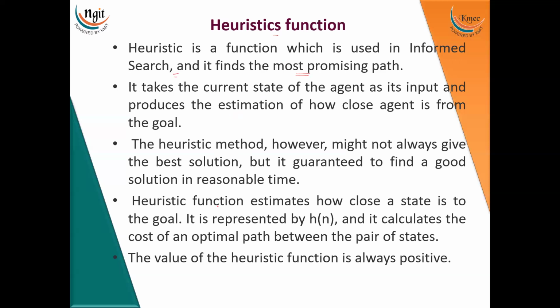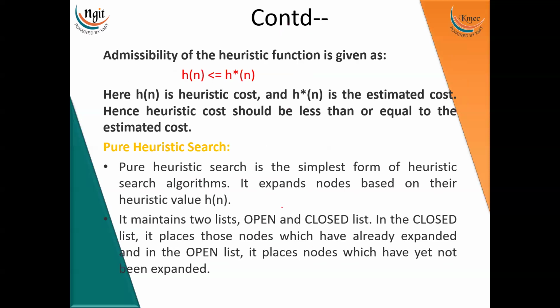This heuristic function estimates how close a state is to the goal. Generally, it is represented by h of n, and it calculates the cost of an optimal path between the pair of states. And remember, the value of the heuristic function is always positive. Coming to the admissibility of the heuristic function, it is given as h of n less than or equal to h star n, where h of n is the heuristic cost and h star n is the estimated cost. Hence, the heuristic cost should always be less than or equal to the estimated cost.